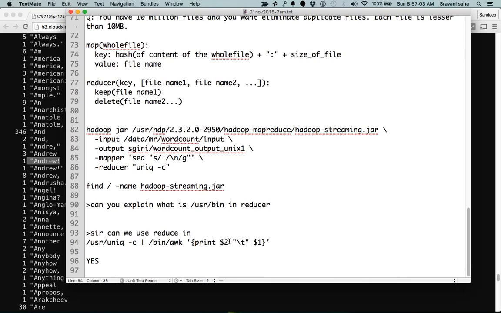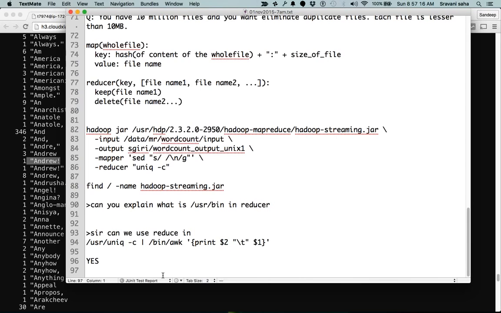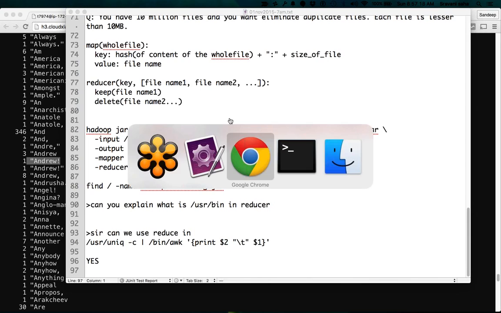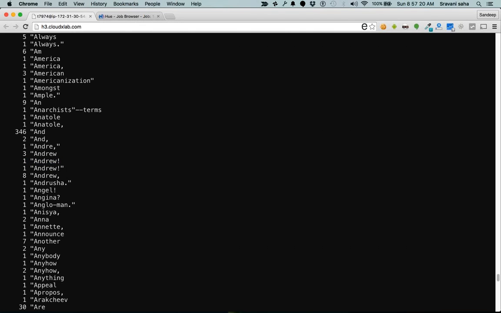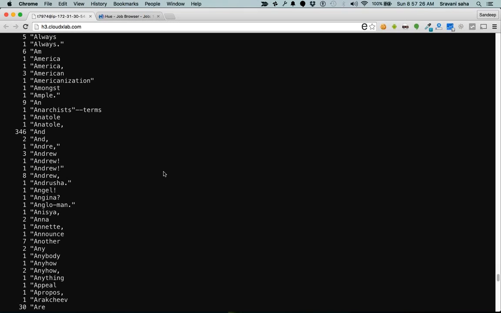All right. So what you're trying to do is convert the counts, separate them by tab rather than by space, right? So that you can again feed it as the mapper. All right. Good. Yes, we can definitely do that. So should we start now with the next part?